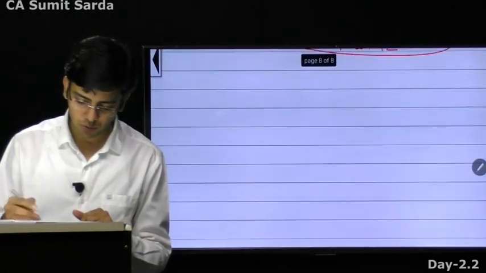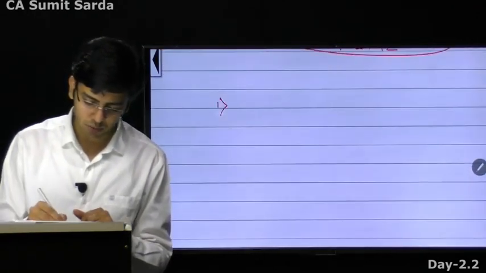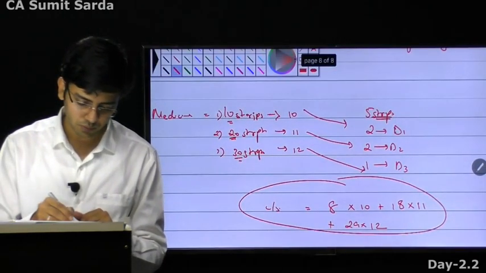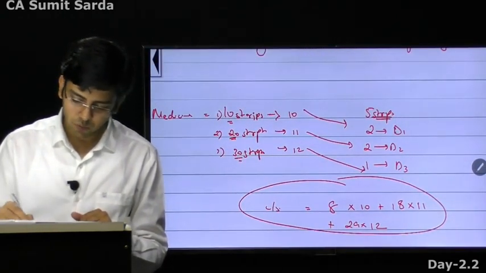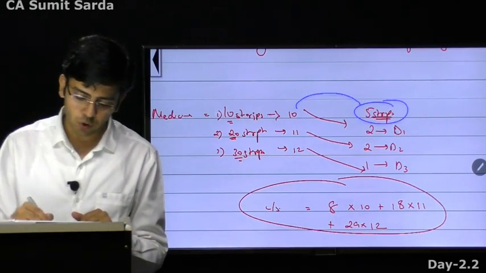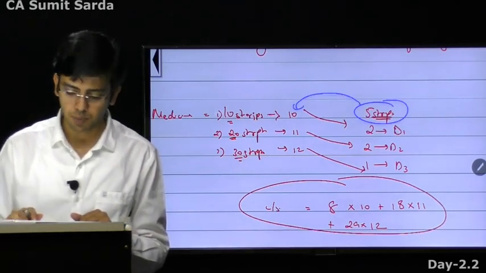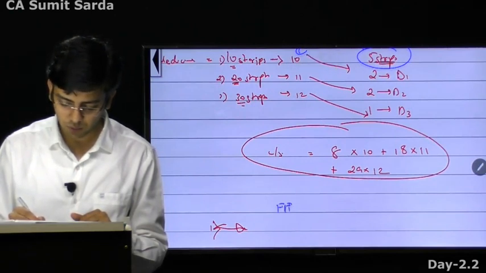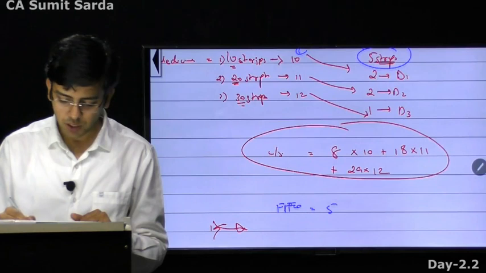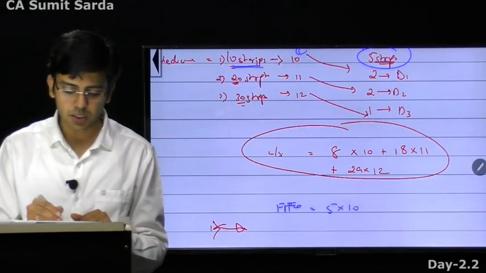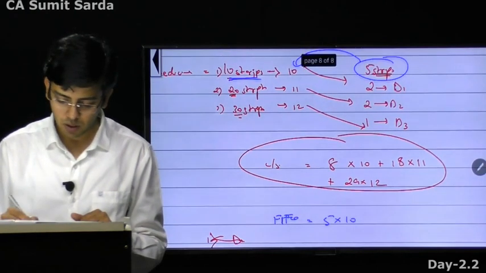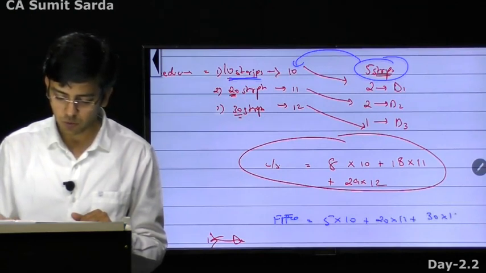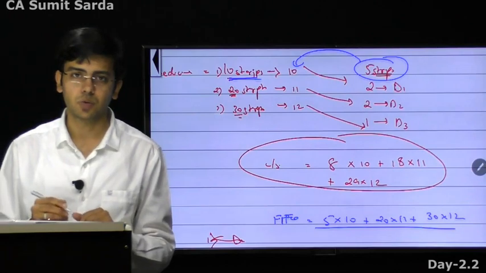Now, what do I mean by first in, first out? I know you are aware of this concept. I'll take the same example. The 5 strips sold will be considered to be sold from the first day purchase. That means the inventory that I have as per first in, first out is 5 strips of 10 rupees, the remaining balance from the 10 strips that I have, plus 20 strips at 11, plus 30 strips at 12 rupees. So this is first in, first out.